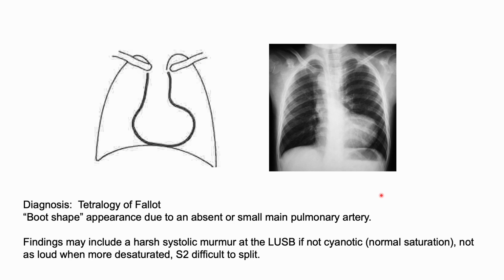Here's a chest x-ray that is classic boot shape. The reason why it looks boot shape is because the usual appearance of the main pulmonary artery in this region is missing. So there's almost like a right angle there. And this is classic for tetralogy of Fallot. This baby may have a harsh systolic murmur at the left upper sternal border due to the pulmonary stenosis. And the S2 is really hard to split because the pulmonary component may be missing.